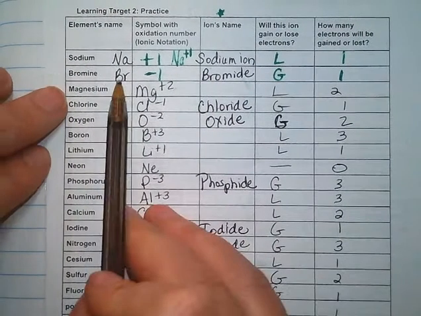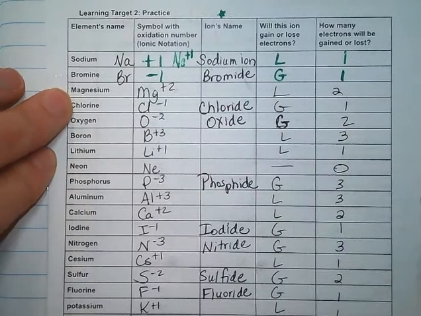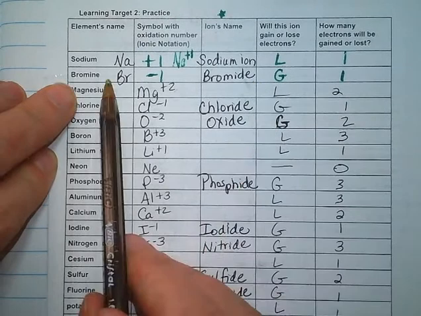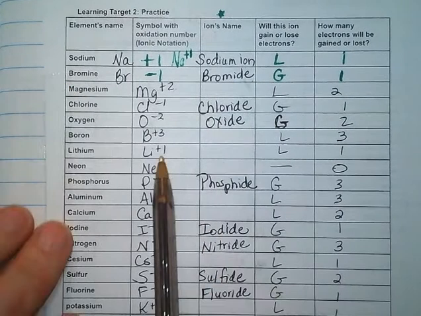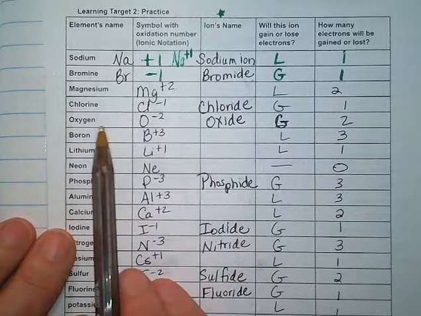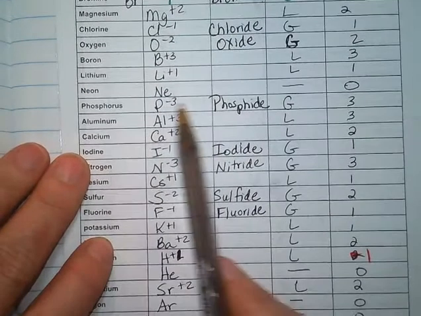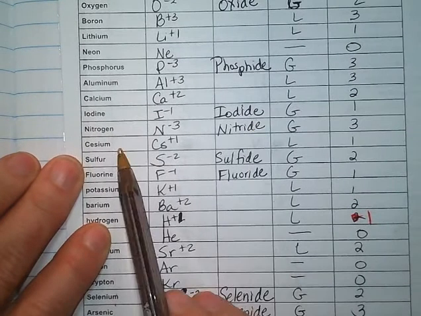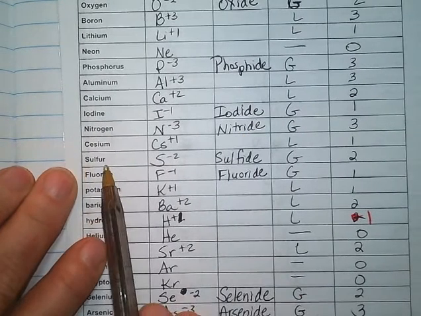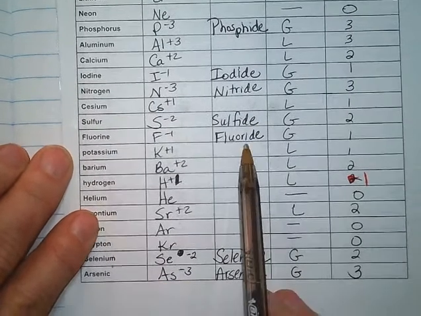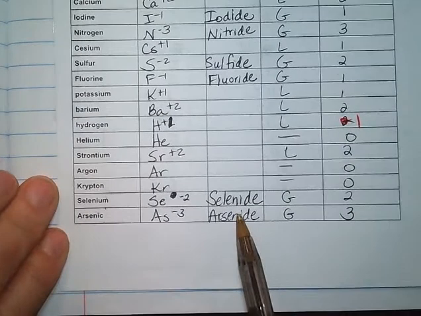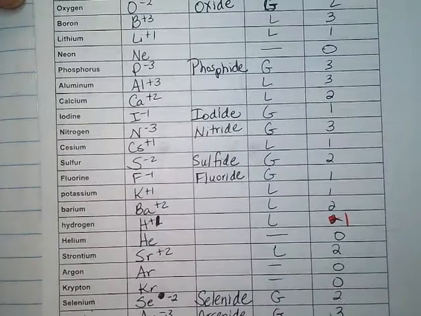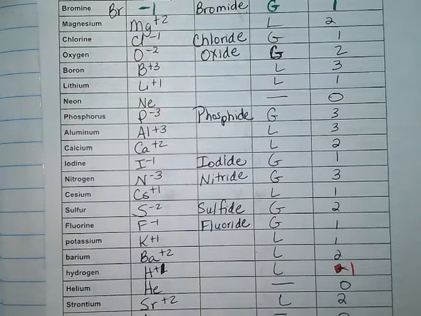If it's a negative ion, it becomes an IDE ending. So bromine becomes a bromide. Chlorine becomes chloride. Oxygen becomes oxide. Phosphorus becomes phosphide. Iodine becomes iodide. Nitrogen becomes nitride. Sulfur becomes sulfide. Fluorine becomes fluoride. Selenium becomes selenide. Arsenic becomes arsenide. So those are the ion names. Everything else stays the same.